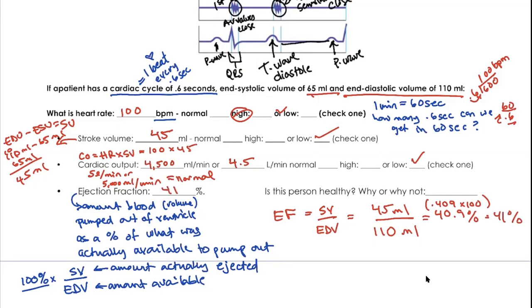Is this person healthy? Absolutely not. Normal ejection fraction should be greater than 50%. 41 is definitely not greater than 50%. This person is in heart failure, not a good sign. And so this concludes this worksheet.